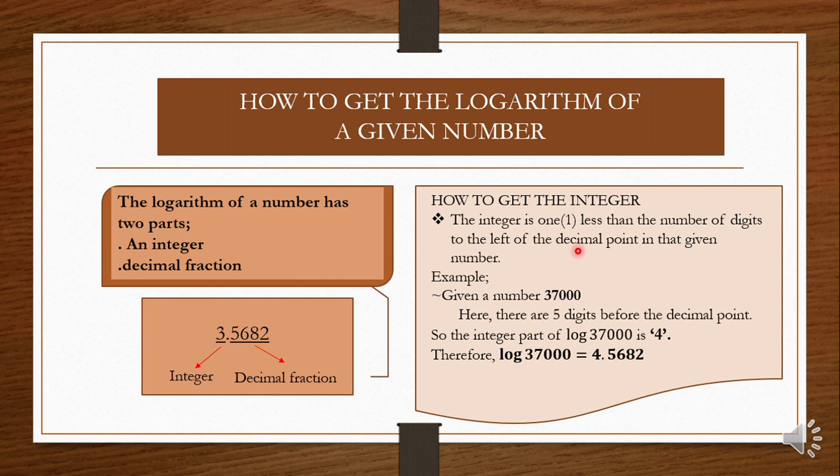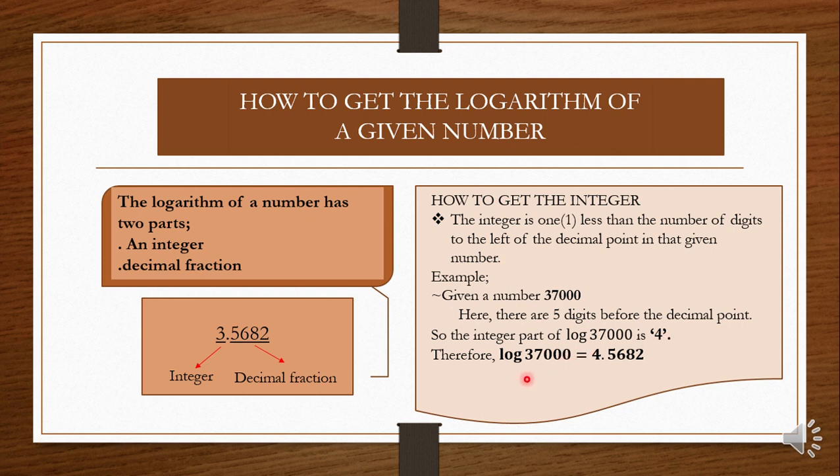So if they give you a number like 37,000, here there are 5 digits before the decimal point. Remember, if you have a number like this, the decimal point is at the end, so there are 5 whole numbers, that's 5 full digits. So the integer part of this will be 1 less than the number of digits to the left of the decimal point. Remember that. So the integer part of log 37,000 is 4.